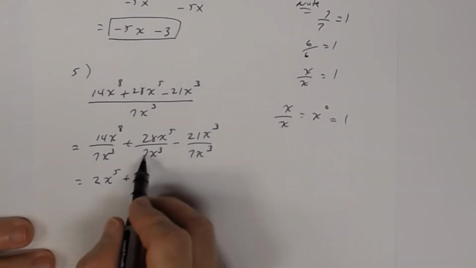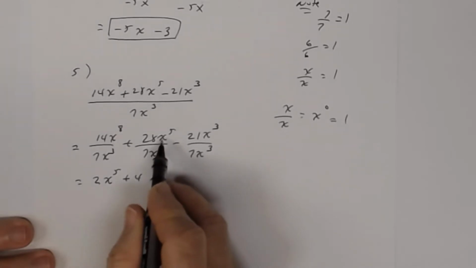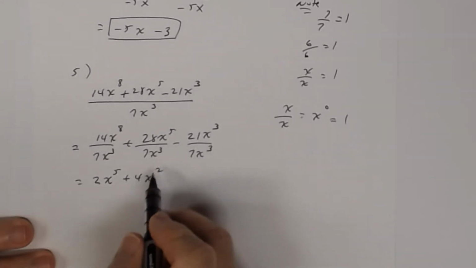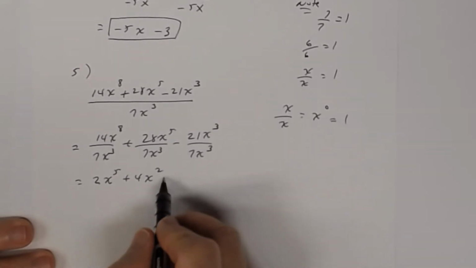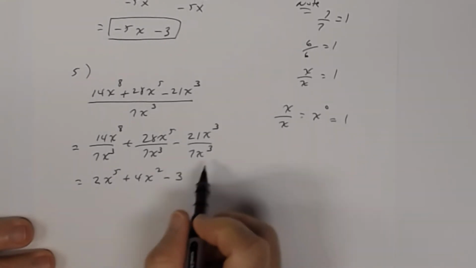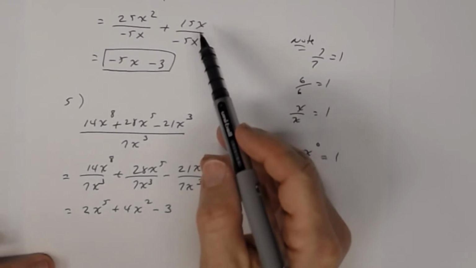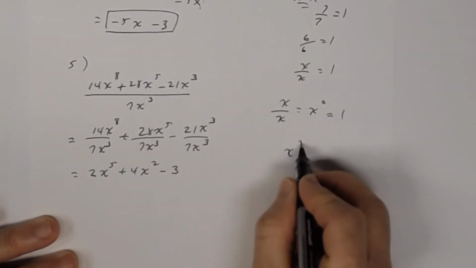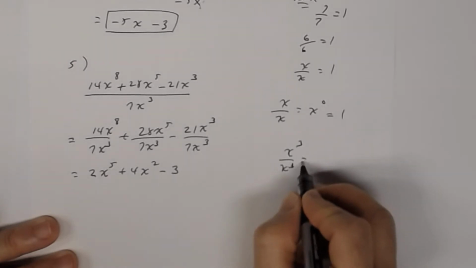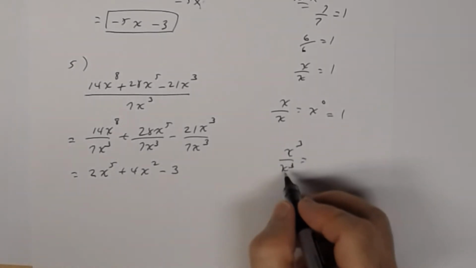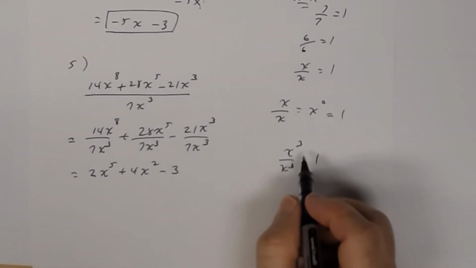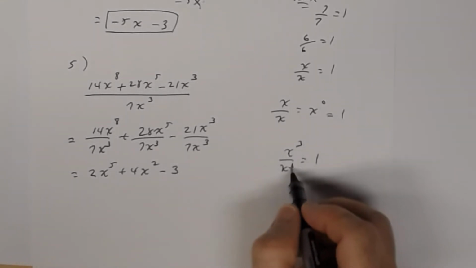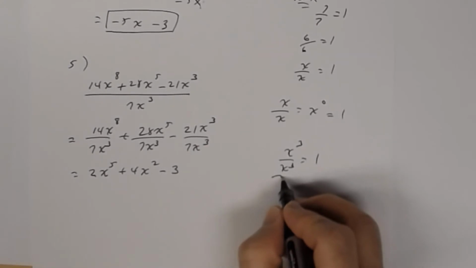Plus 28 divided by 7 is 4. x^5 divided by x^3 is x^2. 5 minus 3 is 2. And then minus 21 divided by 7 is 3. Now again, just like we did with this one, remember x divided by x is 1. So if I had x^3 divided by x^3, remember anything divided by itself is 1. You could have also used the quotient rule for exponents. So 3 minus 3 is 0. See, that's x^0.